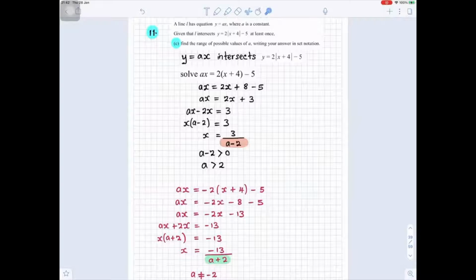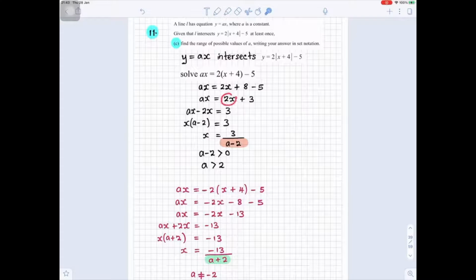Part 11c says find the range of possible values of a. Write your answer in set notation. So if y equals ax intersects y equals 2 absolute value of x plus 4 minus 5, we want to solve ax equals 2 bracket x plus 4 minus 5. You remove the bracket. 2 times x is 2x. 2 times 4 is 8. So ax equals 2x plus 8 minus 5, which is 3.